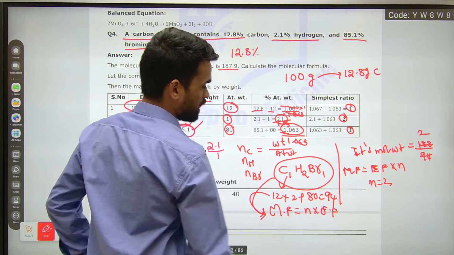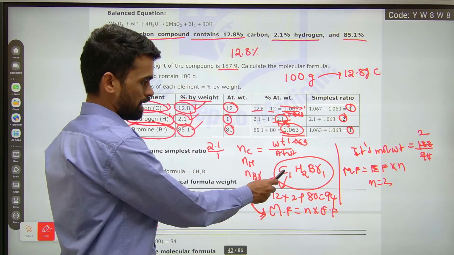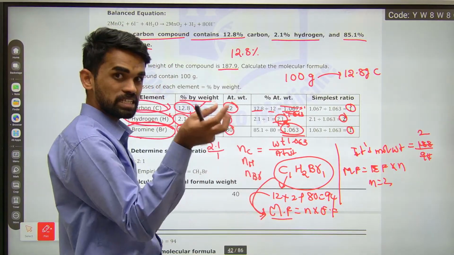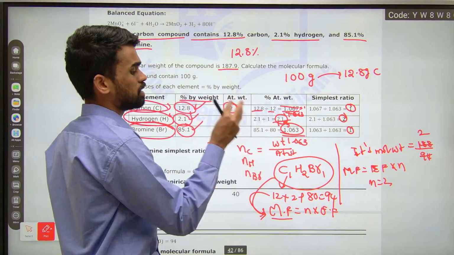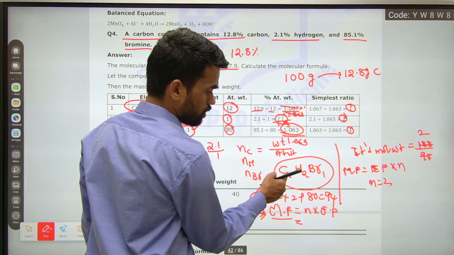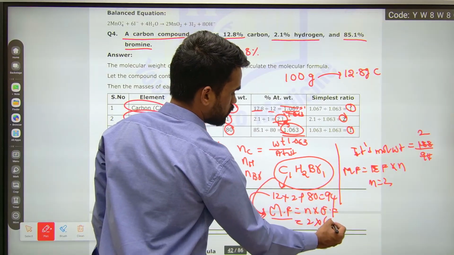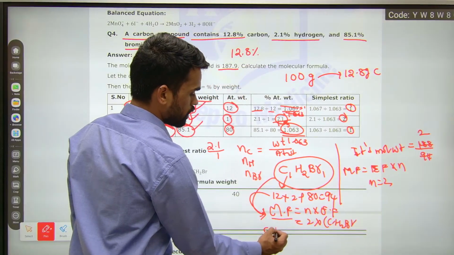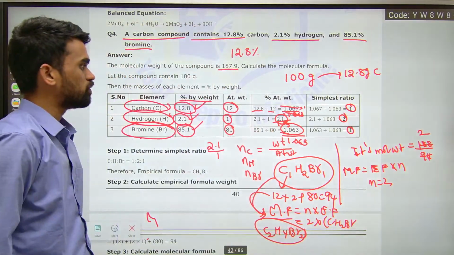So what does empirical formula mean? The simplest whole number ratio of the elements present in that compound. Now what about the molecular formula? It tells us the exact quantity of atoms of each element present in the molecule. So here n is 2, and the empirical formula is CH2Br. So what is the final formula we got? C2H4Br2 will be the final molecular formula of this compound.